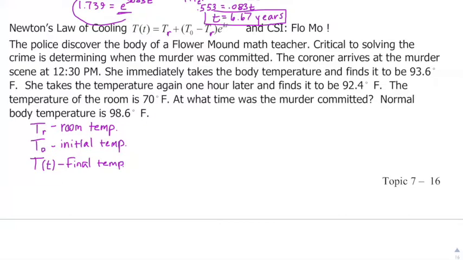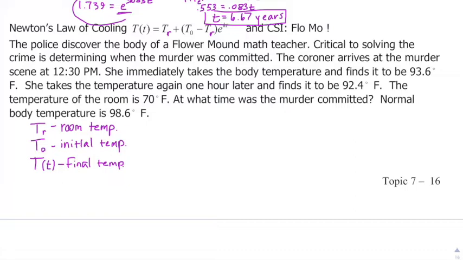The coroner arrives at the murder scene at 12:30. She immediately takes the body temperature and finds it to be 93.6 degrees at 12:30. She takes the temperature again 1 hour later and finds it to be 92.4 degrees Fahrenheit. The temperature of the room is 70 degrees Fahrenheit. At what time was the murder committed? Normal body temperature is 98.6 degrees Fahrenheit.